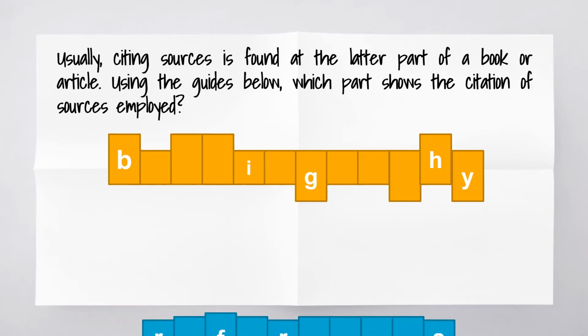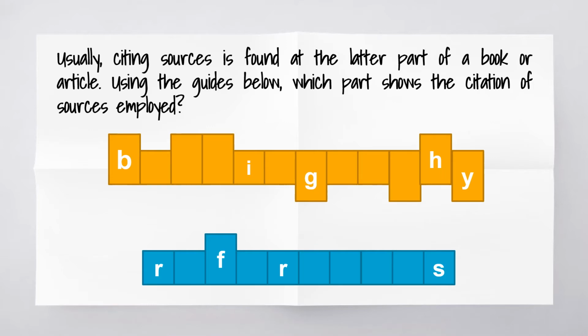How about for the second word? It has 12 letters and it starts with letter R, with an F, an R, and an S at the end of the word. Can you guess it? Really? Okay, let's see if you were able to find the correct answers.